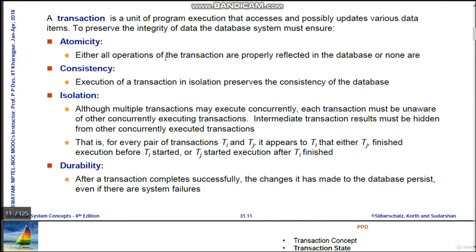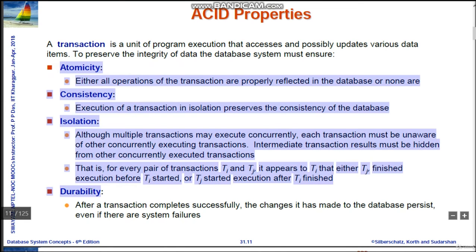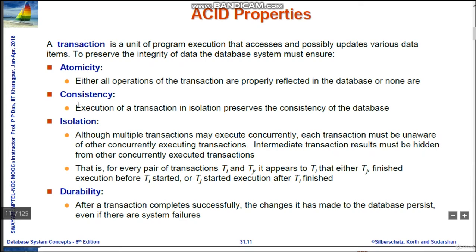Now we will talk about ACID properties. A transaction is a program execution that accesses and possibly updates various data items. To preserve the integrity of data, the database system must ensure that whenever a transaction touches our database, it must hold all these four properties. Then if the transaction holds all these properties, it will get into a consistent state. So that's what we want.